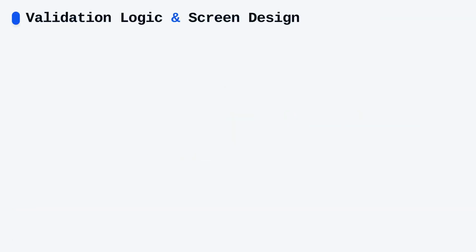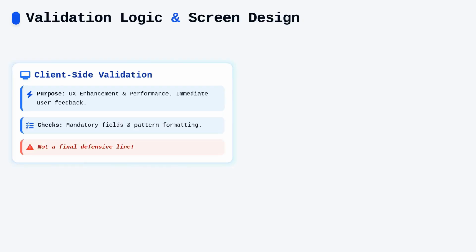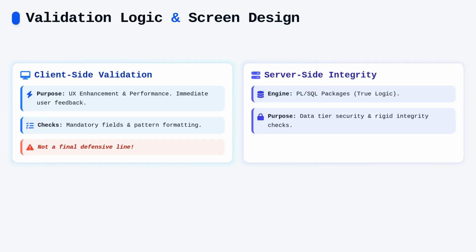Validation logic is inextricably linked to screen design, and you must consider it during the early stages of UI modeling. While it is tempting to push all validation to the front end for immediate user feedback, we must distinguish between client-side validation and server-side integrity checks. Client-side validations executed via the browser engine are intended for UX enhancements, such as checking for mandatory fields or pattern matching on formatting. However, these are strictly performance-oriented and cannot be relied upon as the final defensive line against invalid data entries. The true validation logic resides within the server-side PL SQL packages, which are invoked once the screen transmits the payload to the application server.